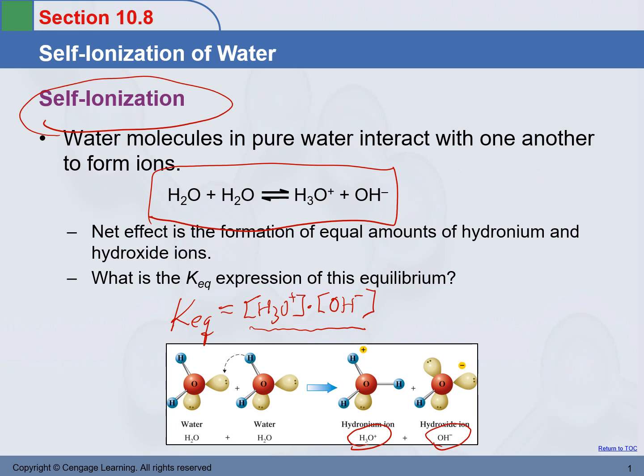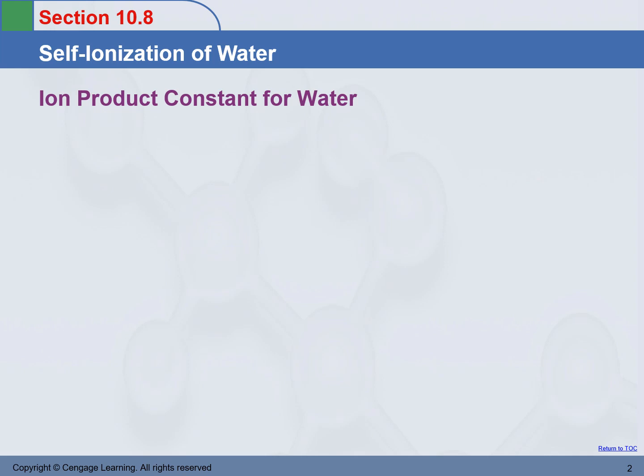If you look at this Keq, you will see that it is actually the product of two ions: hydronium ion concentration multiplied by the hydroxide ion concentration. We have a unique name for the Keq of water's self-ionization. This Keq is called the ion product constant for water, because it is only the product of two ions, hydronium ion and hydroxide ion.